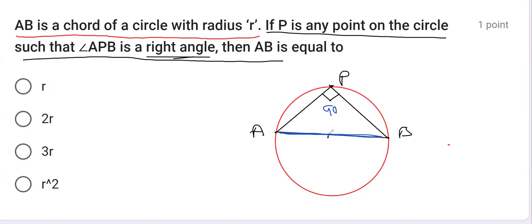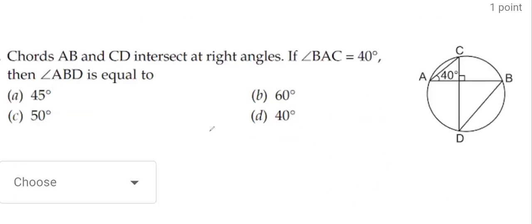And if AB is the diameter, we can say O is the center, and this is R and this is R. So the length of AB, clearly, diameter is always twice the radius. Once again, we are given a point P and the angle subtended by AB is 90 degrees. So angle in a semicircle is a right angle. So by default, we can say AB is that chord which is passing through the center, or in short, AB is the diameter. And if AB is the diameter and R being the radius, diameter is twice the radius. So 2R is the correct answer.